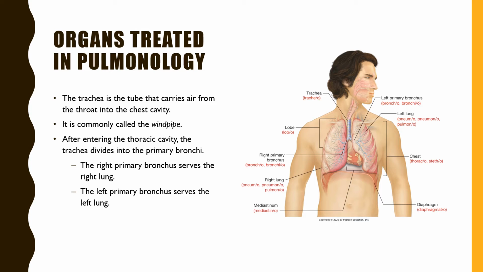So let's look at the organs that are treated in pulmonology. Let's start with the trachea. It's the tube that carries the air from the throat into the chest. It's also called the windpipe. After entering the thoracic cavity, the trachea divides into the two primary bronchi. The right primary bronchus serves the right lung, and the left primary bronchus serves the left lung.